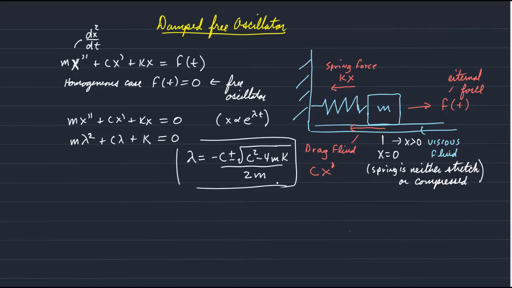So let's consider the case in which the drag force is 0. The solution is again minus c plus and minus the square root of c squared minus 4mk all over 2m. The special case that we'll consider is when there's no drag. So there's no syrup on the table. The coefficient on the drag term is 0.